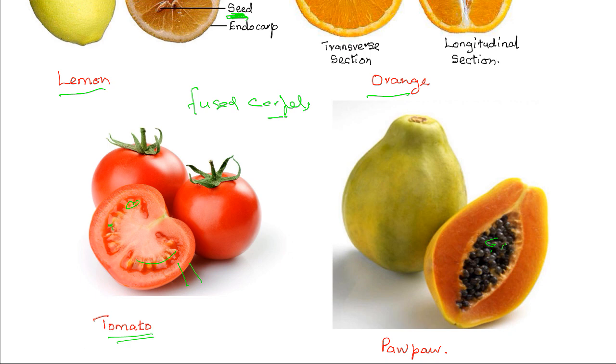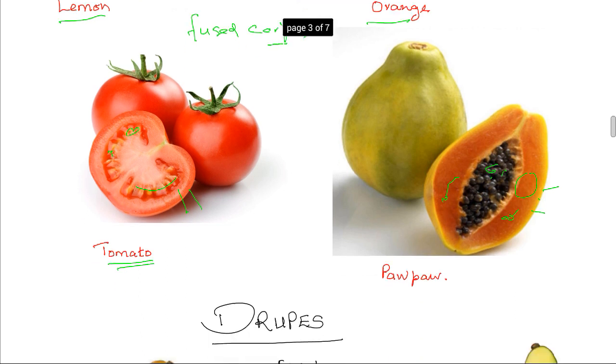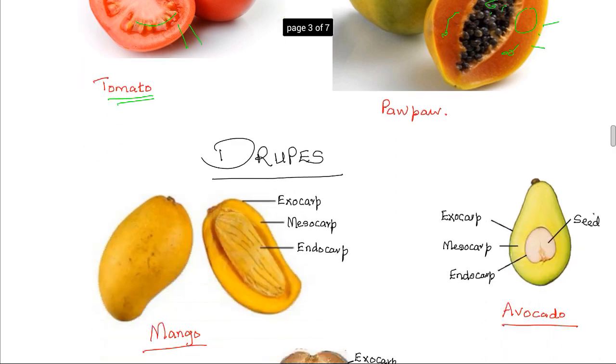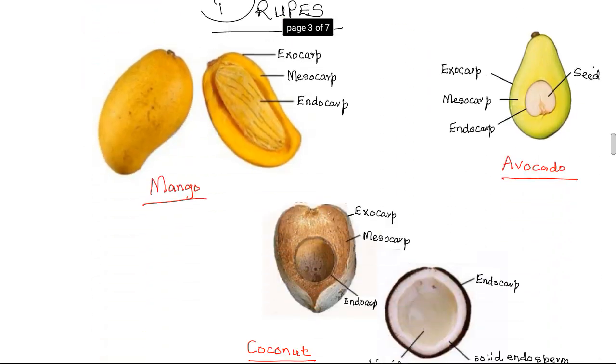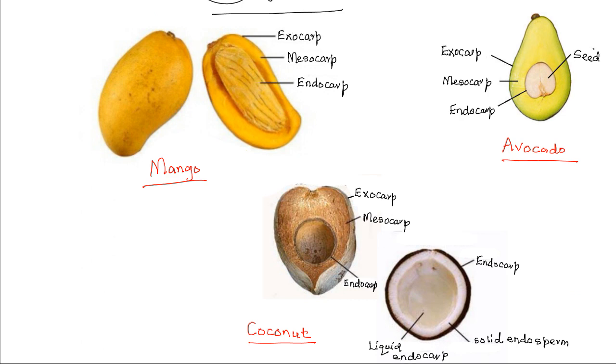In the pawpaw, you have the thin exocarp, then the mesocarp, and the fleshy endocarp. So these are examples of berry fruits. Then the drupes consist of the mango, the avocado, and the coconut. A drupe is formed from a single carpel. That is, the flower has a single carpel, and therefore the gynoecium is monocarpous.